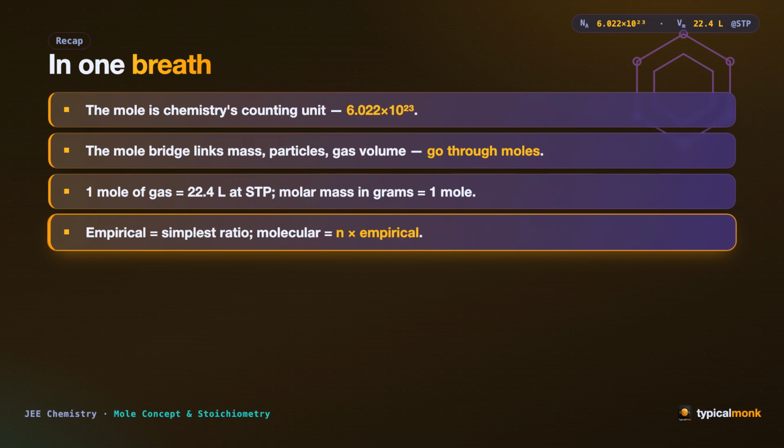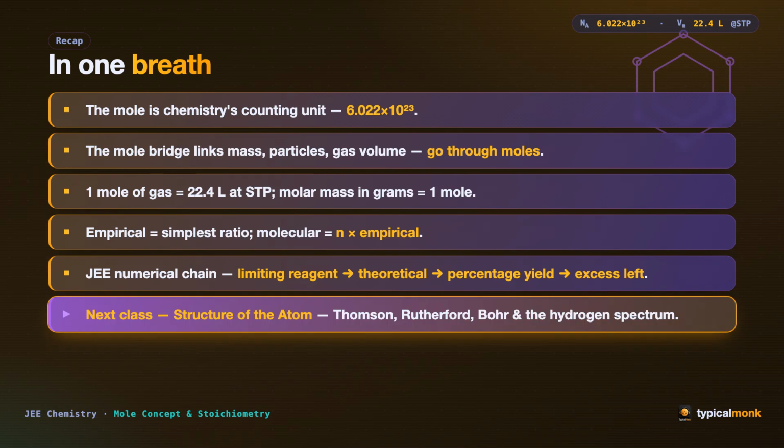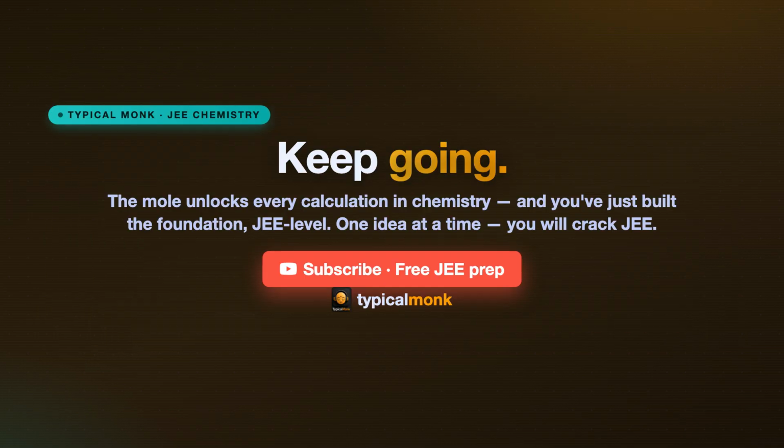The empirical formula is the simplest ratio, and the molecular formula is N times the empirical. Glucose, C6H12O6, with N equal to 6. And the JEE numerical chain: find the limiting reagent, then the theoretical yield, then the percentage yield, then the excess reactant left over. And next class, we go inside the atom itself. The structure of the atom: Thomson's model, Rutherford's gold foil, Bohr's orbits, and the beautiful hydrogen spectrum. Do not miss it.